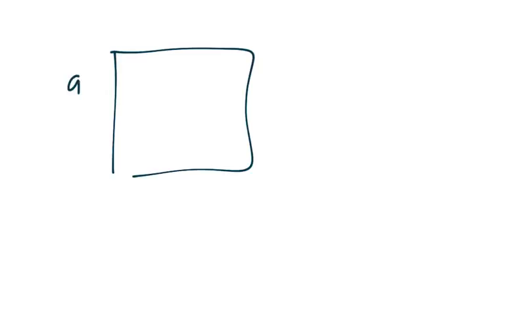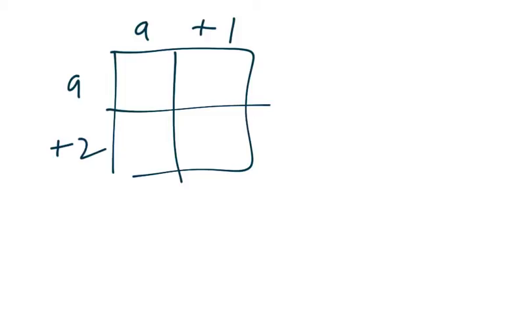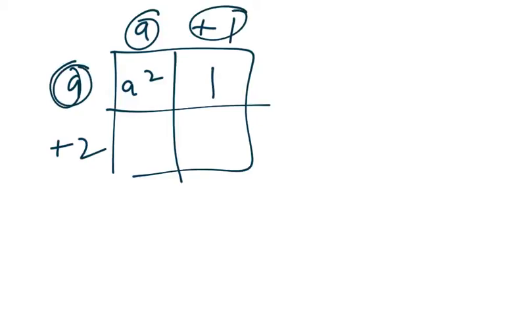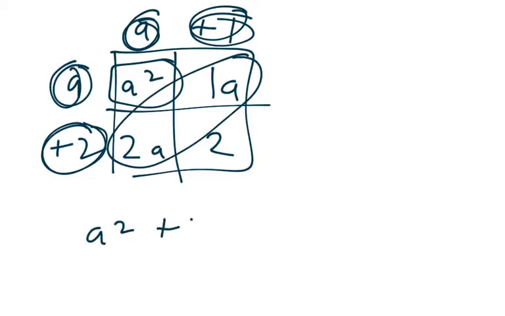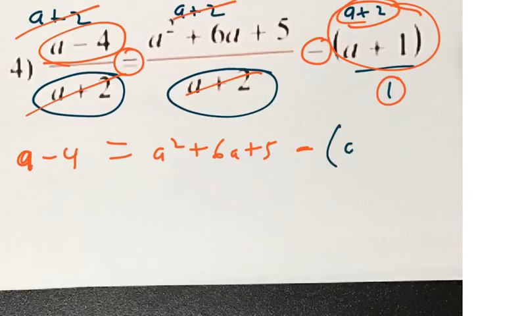So I'm going to take a plus 2 times with a plus 1. A times a is a squared. A times 1 is 1a. A times 2 is 2a. 1 times 2 is 2. So I hope you agree I'm left with a squared. 1a and 2a is 3a plus a 2. All right, let's put it with the rest of the problem. A squared plus 3a plus 2.